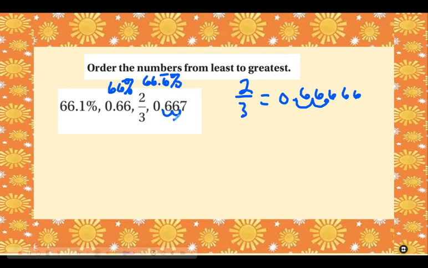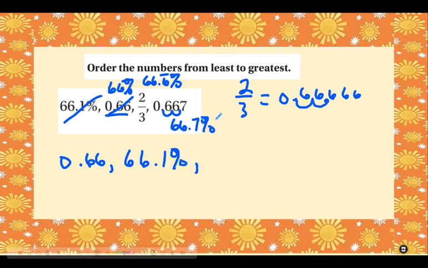Here we move our decimal 2 times. So this is 66.7%. So let's put them in order from least to greatest. So the smallest amount is, remember, you always go back to the original number, 0 and 66 hundredths. Done. The next one would be 66.1%. Cross them off as you go. Done. Then we would have 2/3, right? Because 66.66666 is smaller than 0.667. Great job, guys. I hope this video helped you understand fractions, decimals, and percents. Have a great day.